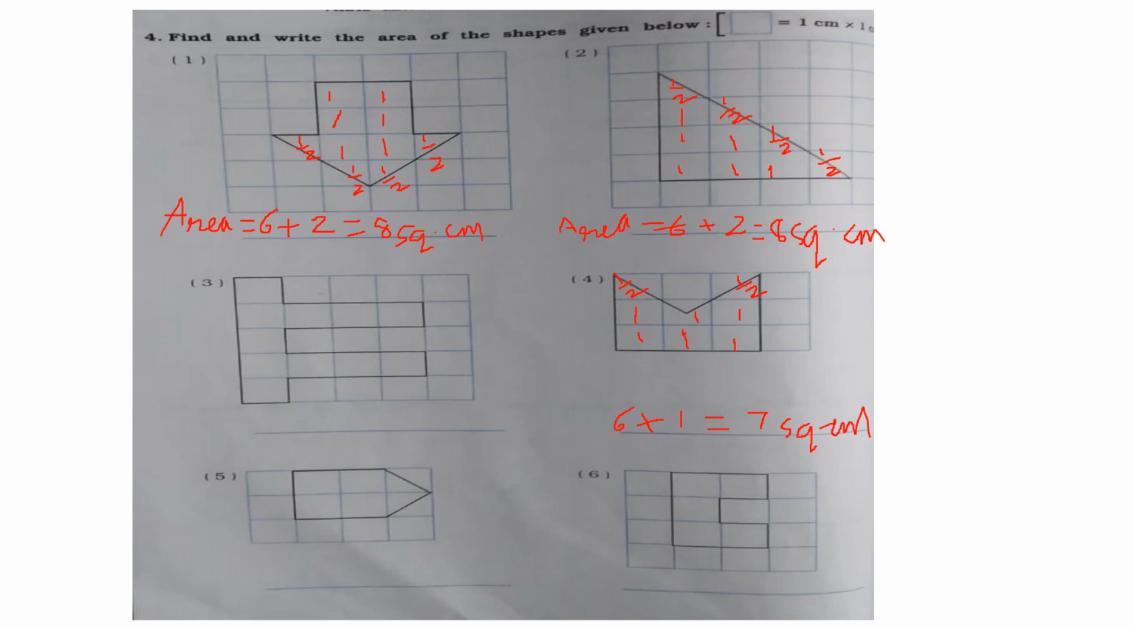Okay. And you have to write here area. To write the full spelling, that is area is equal to 6 plus 1, that is 7 square centimeter. Students, you can do 5th and 6th also as homework. So question number 3, 5, 6, you can do it as homework.